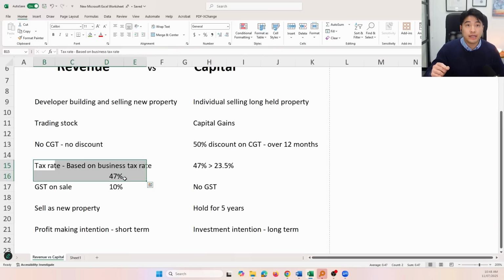And the worst part about it is, when it comes to property development, when you do a good job and you make money on it, what happens next? You're like, wow, this is working.